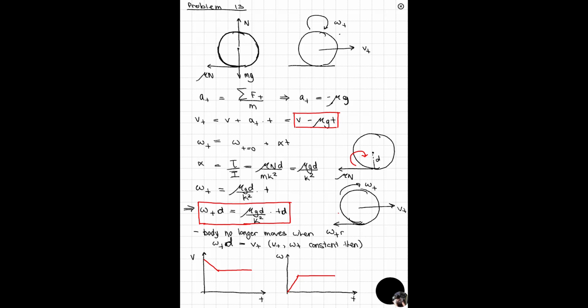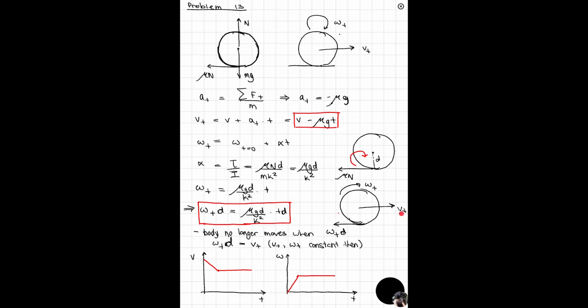Therefore, we can tell that the linear velocity caused by this rotation is equal to omega t times d, where d, as I said before, is the radius of this tennis ball, which equals mgd divided by k squared times td. Remember that the body no longer moves when omega td equals vt. Remember that vt and omega t are constant then.